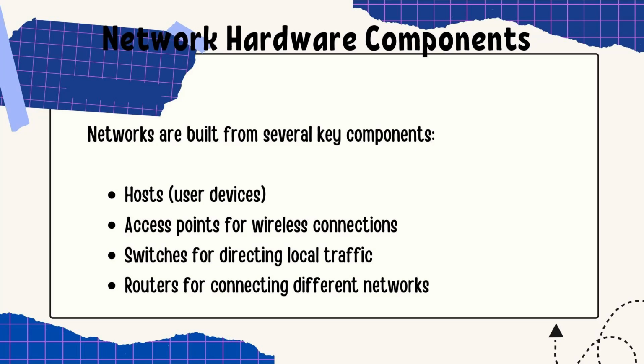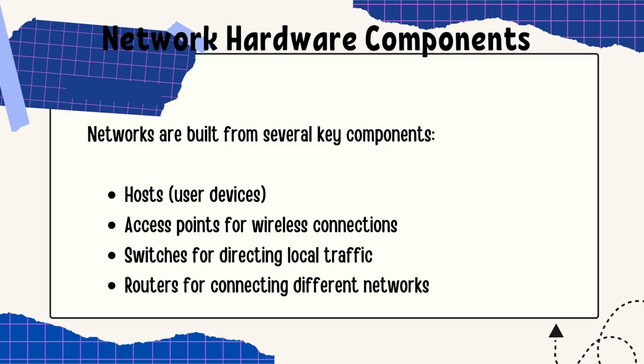Now let's talk about the physical components of a network. We have hosts, which are the end-user devices like computers or smartphones. Access points allow wireless devices to connect to a wired network. Switches direct traffic between devices on the same network, while routers connect different networks and direct traffic between them.